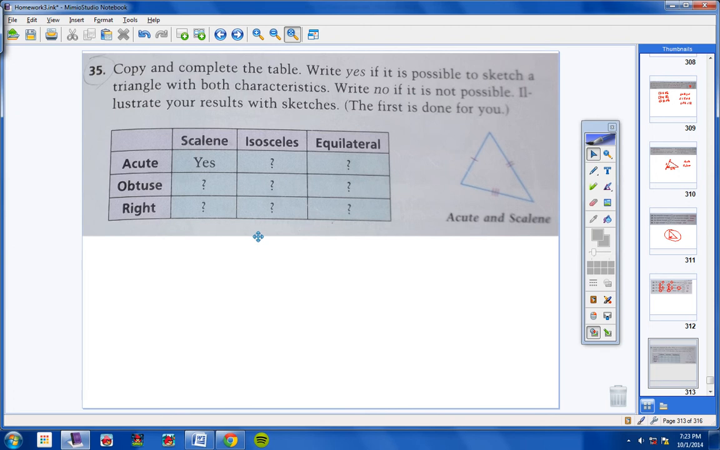Number 35. An acute triangle, can it be scalene? Yes. Can an acute triangle be isosceles? Well, here's a little angle and a little angle. There we go. I drew a triangle that has a small angle here, less than 90, a small angle here, a small angle here, and these two sides are congruent. So yes, it is definitely possible. How about an equilateral acute triangle? Definitely. Let me fix this real quick. Definitely that's possible.